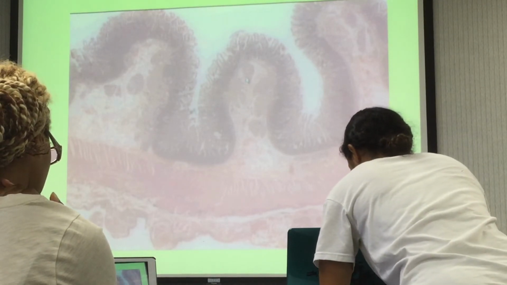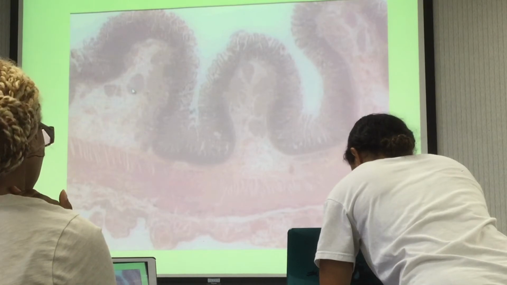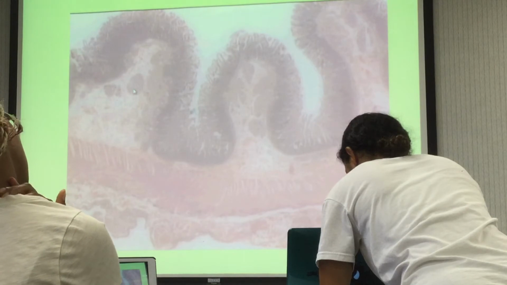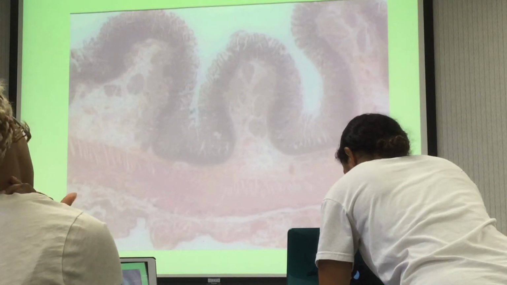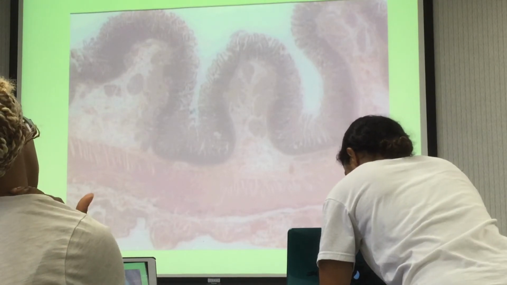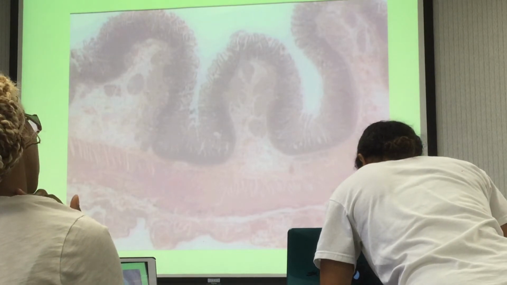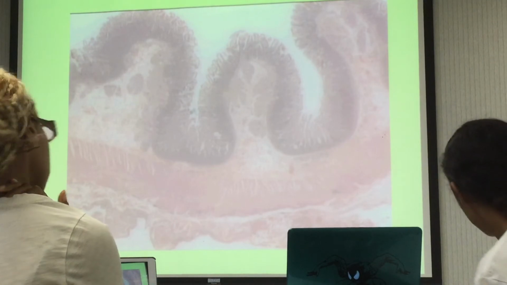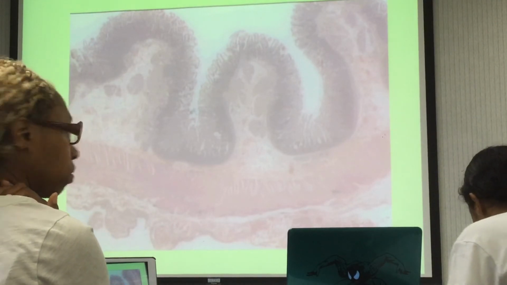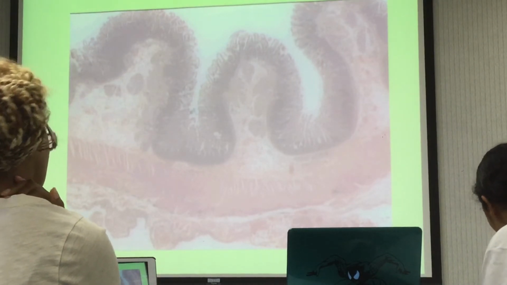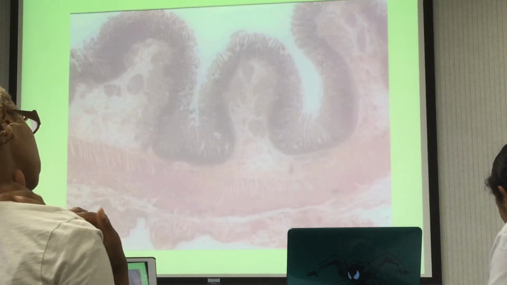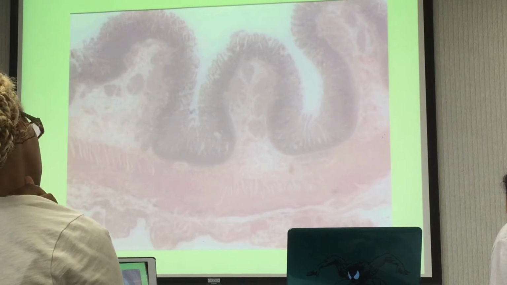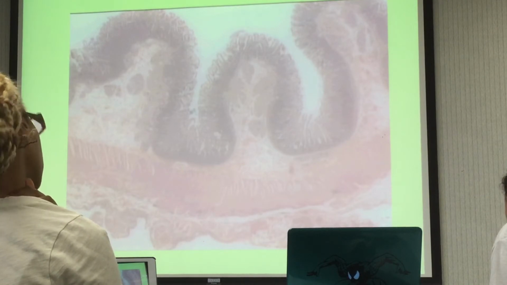What are those things here? Oh, come on. Submucosal gland. So I'm looking at what part of the small intestine? Duodenum. The only places that you see submucosal glands are the esophagus or duodenum. What do they secrete? Alkaline mucus.